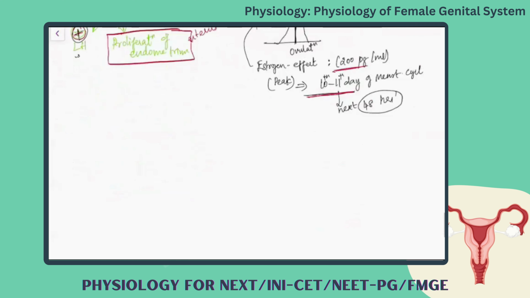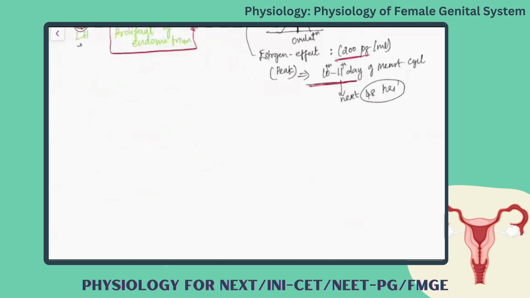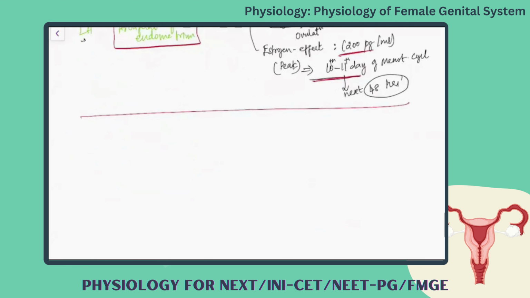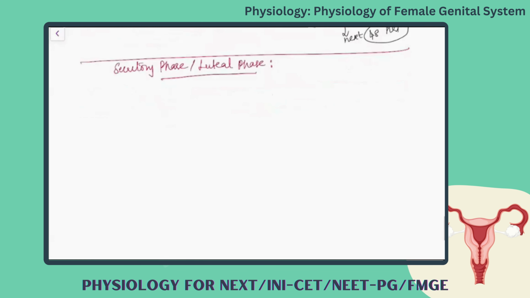So now we will enter into the secretory phase, or luteal phase, of the menstrual cycle. Okay, so this is just after ovulation is done. Okay, so the Graafian follicle now becomes the corpus luteum.